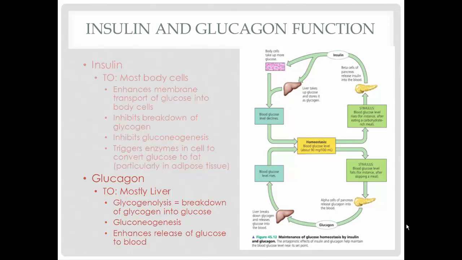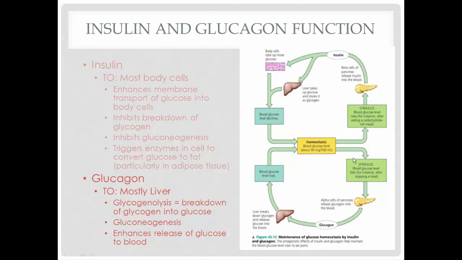Glucagon has the opposite effect of insulin. That is, it raises blood glucose levels. It works by acting on the liver, causing glycogenolysis. That is, glyco refers to glycogen. Lysis means to break it down, so it's going to break the glycogen down into glucose, thereby producing more glucose, putting it into circulation. It also promotes gluconeogenesis, again, that conversion of fats and proteins into glucose, and enhances the release of glucose to the blood.